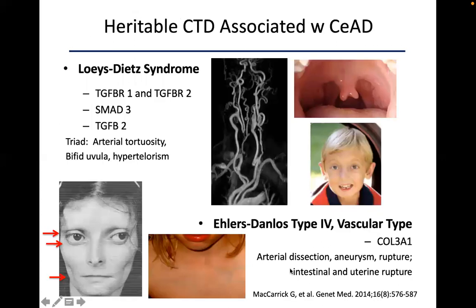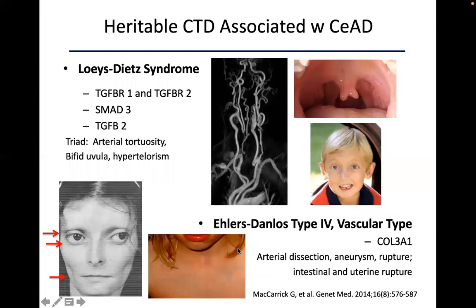Now, here's some examples of inherited connective tissue diseases that are known to be associated with cervical artery dissection. On the top, you can see Loeys-Dietz syndrome, which is characterized by extreme arterial tortuosity or curviness. These are neck arteries, and what you can see is that they're doubling back on themselves. They've got multiple loops and coils, and are just very elongated compared to what a normal artery would look like. The uvula for these patients can often be split or bifid, and they may have widely spaced eyes as well.